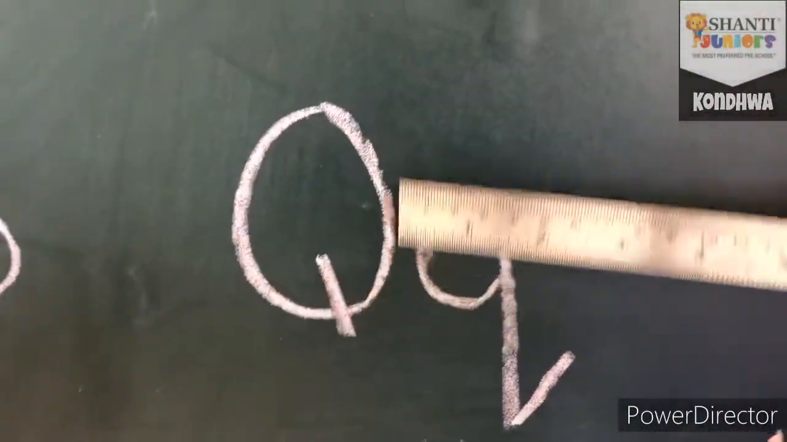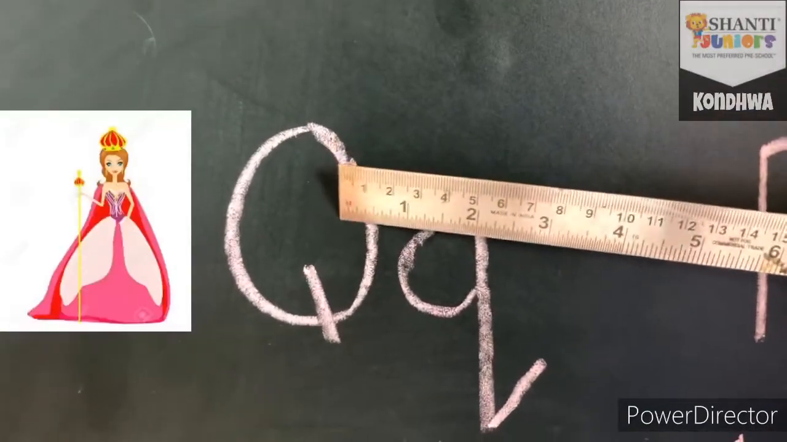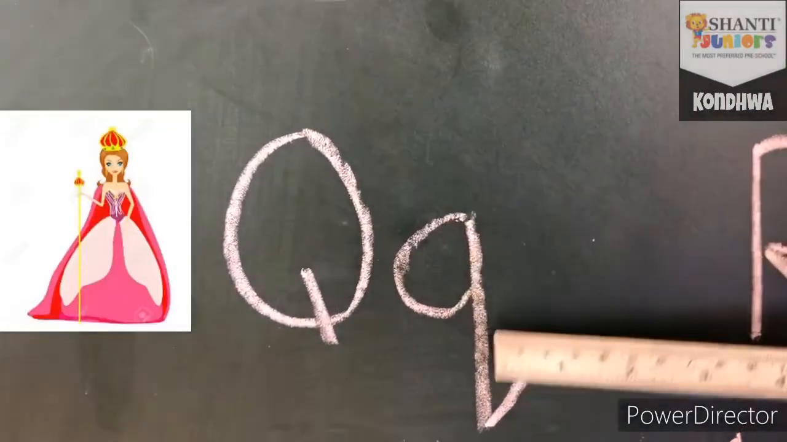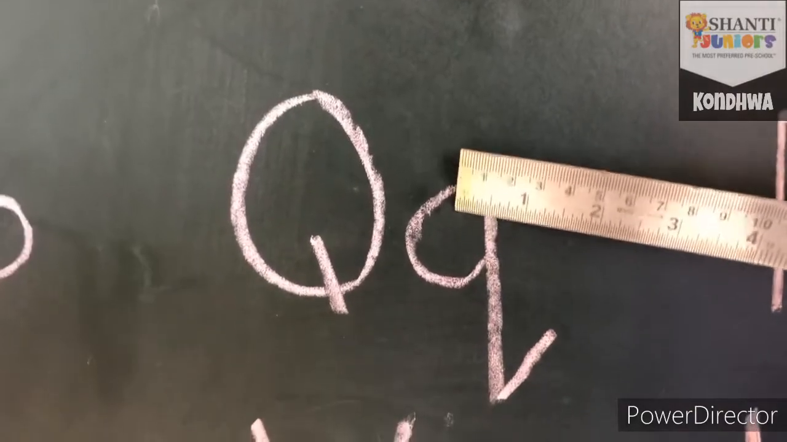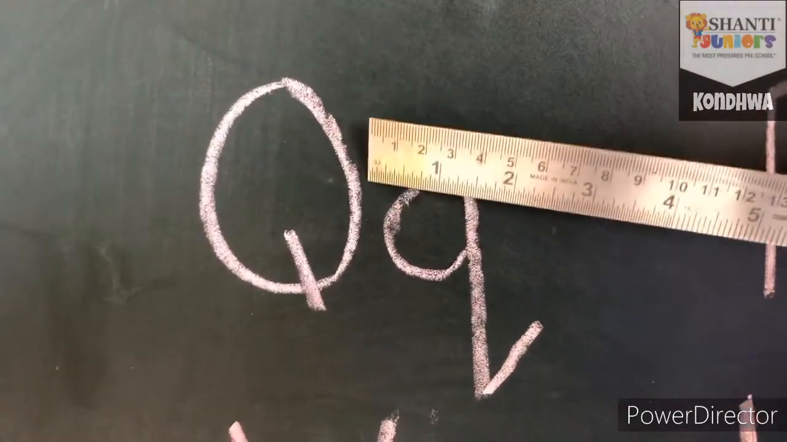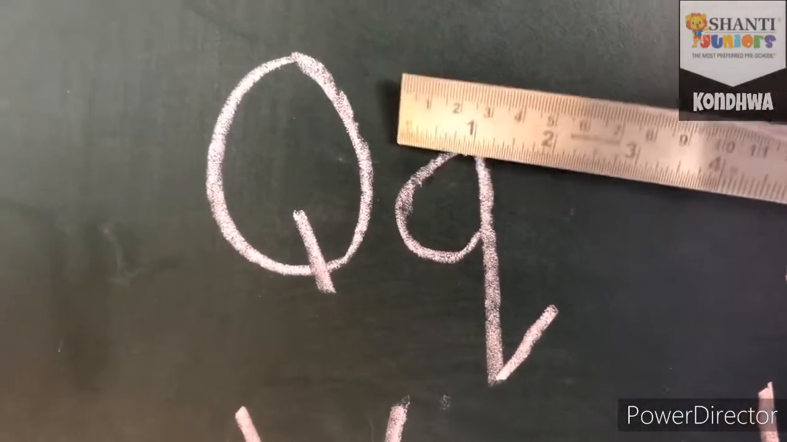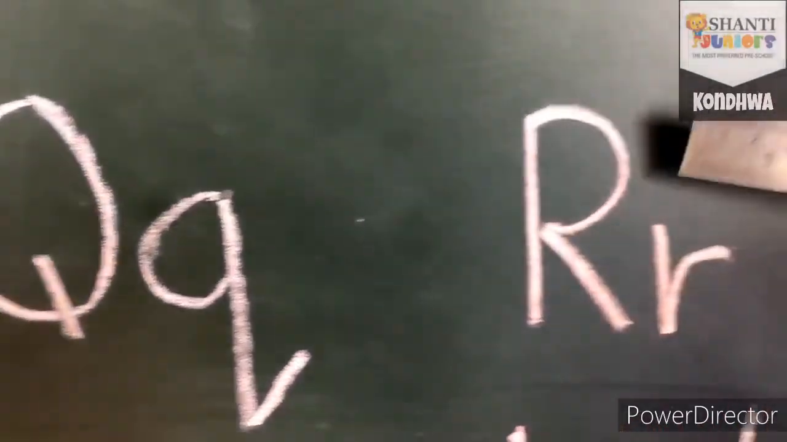This is Q. See, this is capital Q and this is small q. What comes from Q? Q for queen and Q for quill. Now we'll go to the next letter.